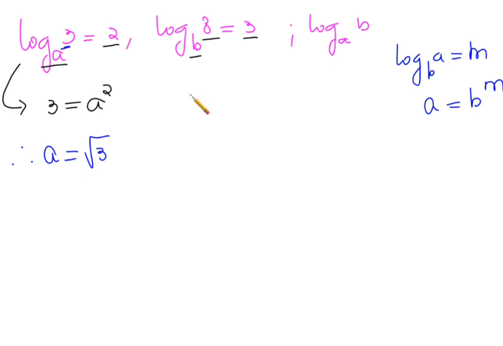Similarly, here also I will say 8 equals b cube. We all know 2 cube equals 8. So instead of 8, I will write it as 2 cube, and we have it equal to b cube. Taking cube roots on both sides, therefore I can say the value of b is just 2.